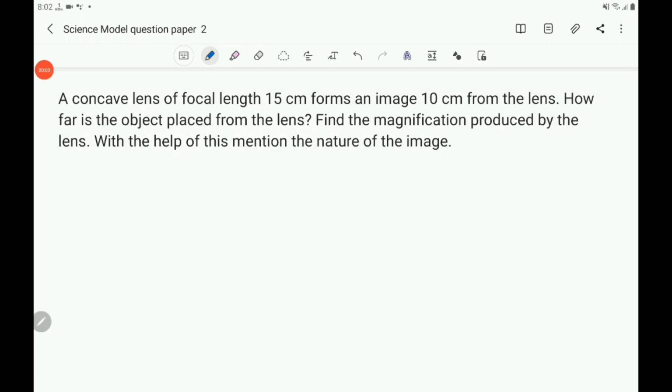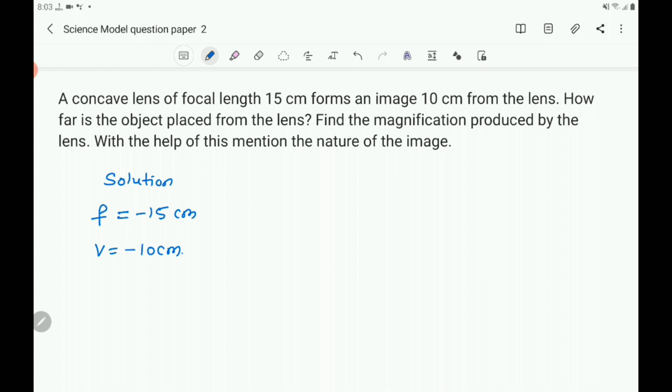Now, then you take the focal length. Focal length of a concave lens is taken as negative. So, write the solution. The symbol for the focal length is F, that is minus 15 cm, for the concave lens. Next, image distance is given, that is V equals 10 cm, which we take as minus 10 cm. As it is a virtual image, you take it as negative, then V equals minus 10 cm.